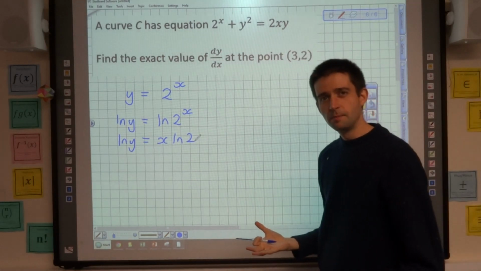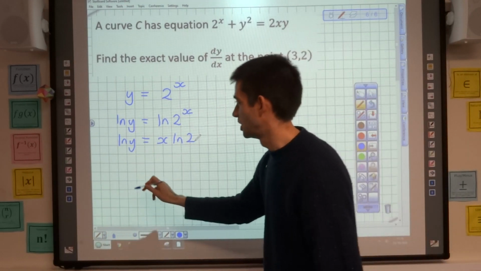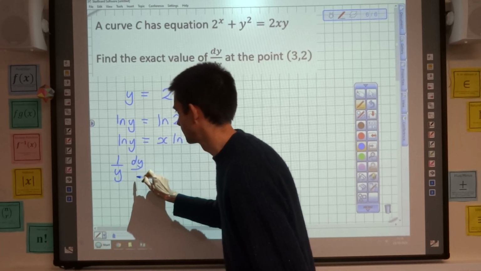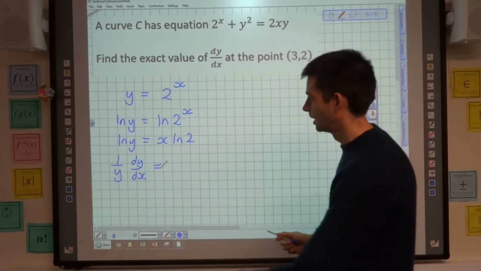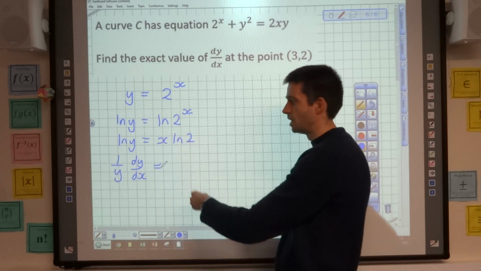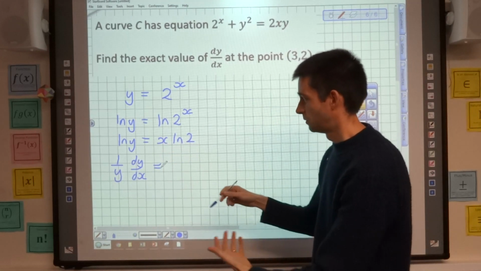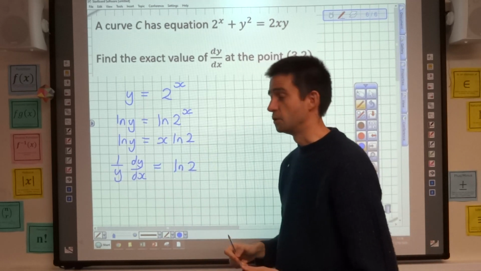Now if I differentiate both sides of this with respect to x, ln y is going to differentiate to 1 over y dy dx, because you're differentiating a y term in terms of x. Now x ln 2 is just going to differentiate to ln 2, because ln 2 is a number and it's the coefficient of x. So if I differentiate x ln 2, it's simply going to be the number ln 2.